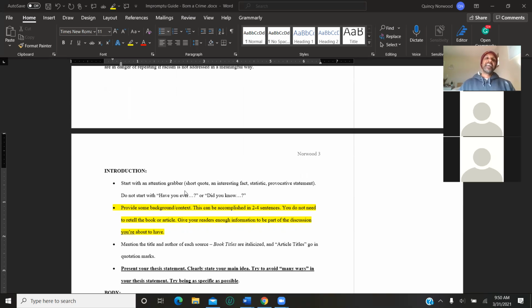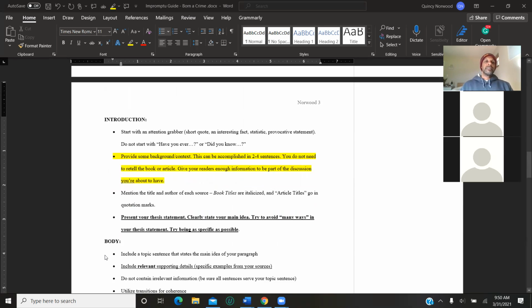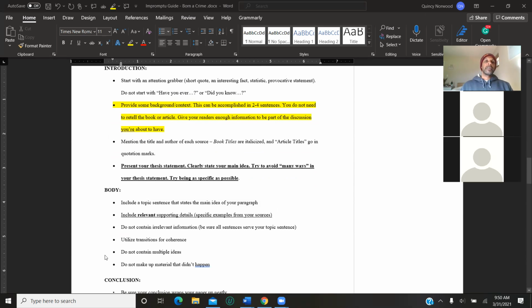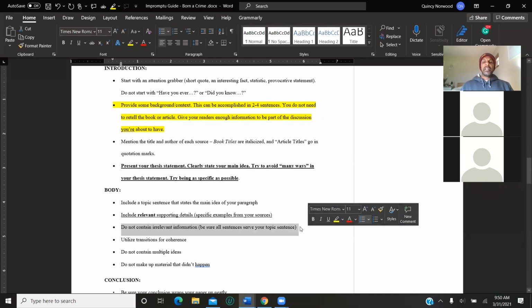Example from Born a Crime, an example showing how Jim Crow, you know, think about the legal system. Whatever examples you want to discuss in your essay, just do them one per paragraph, and then start with the topic sentence: topic sentence, relevant supporting details. Don't put any of that filler stuff in your essay.